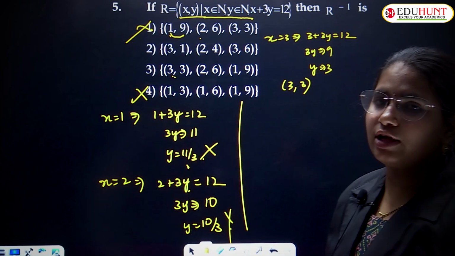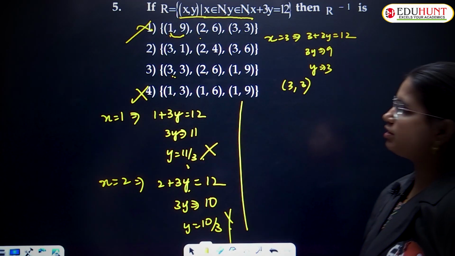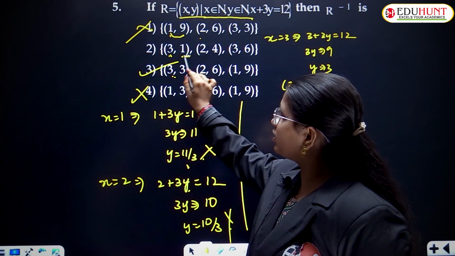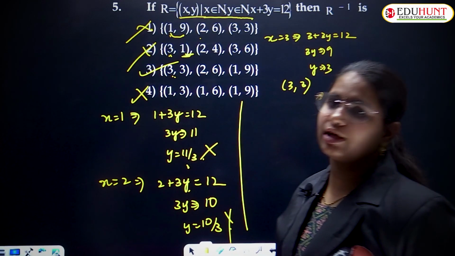So from that I can write that option 3 is correct, because whenever you give 3 here, it is showing the output as 1, so option 2 is being eliminated.